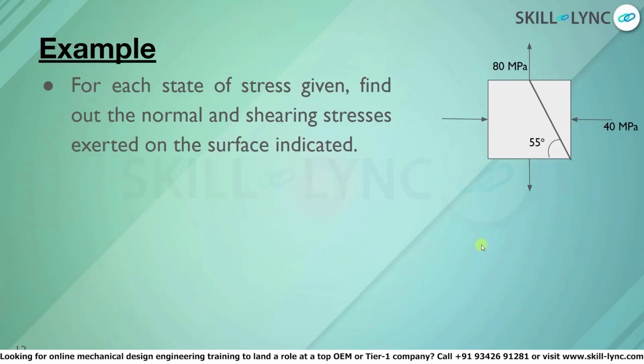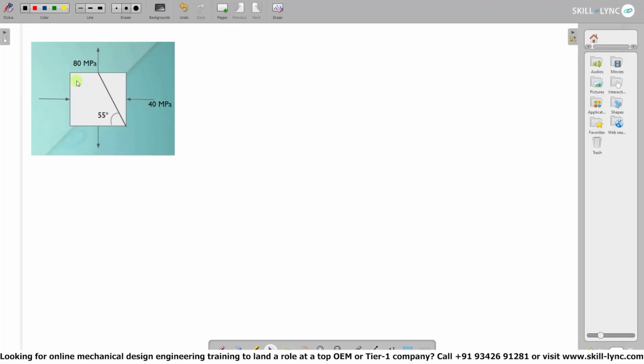So here we are given a very simple problem related to the equations which we just derived. The statement is, for each state of stress given, find out the normal and shearing stresses exerted on the surface indicated. Now we can see the actual square element here, which has 40 MPa and 80 MPa as its sigma x and sigma y respectively. So the new square which is oriented at 55 degrees is also given. With that, we are going to find the values for the normal and shearing stresses.